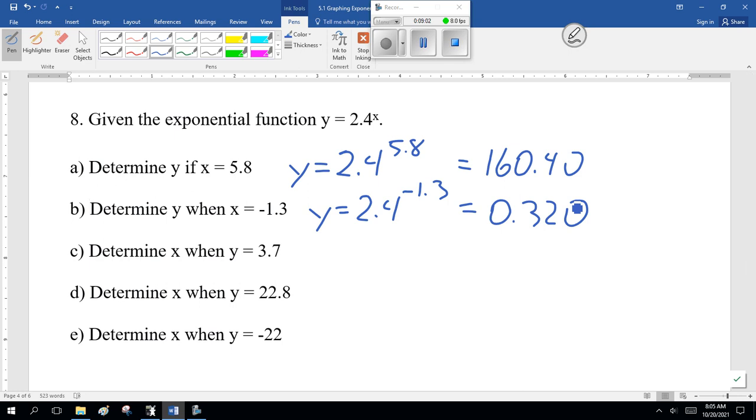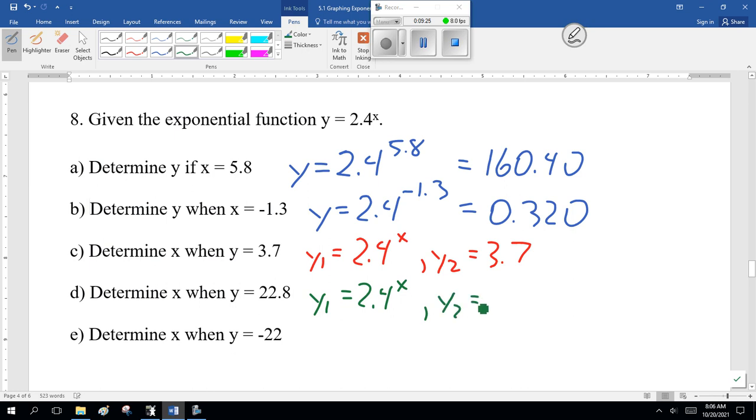Now, so far so good? Good. Now, for the rest of these, you've got to graph them. Y1 equals 2.4 to the x, y2 equals 3.7. All right, I'm going to start with these two. Now I'm going to pause the recording. I want you to graph them and tell me your results.